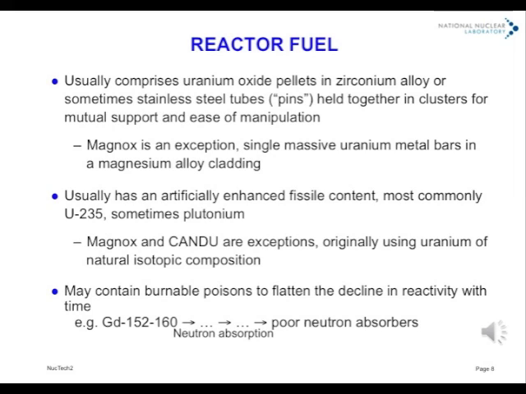Sometimes burnable poisons are included. These are materials that absorb neutrons strongly, but in doing so are converted to poor absorbers, so slowing the decline of reactivity.